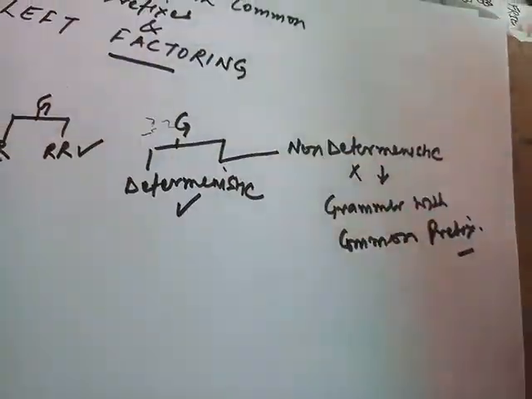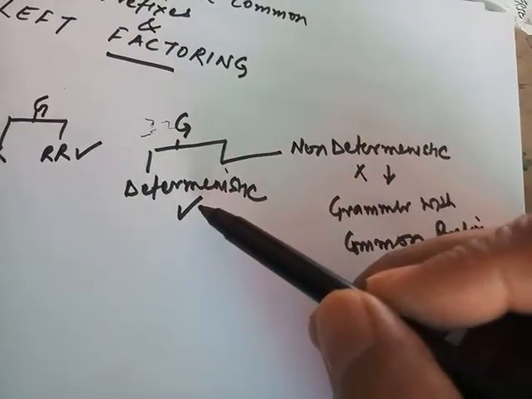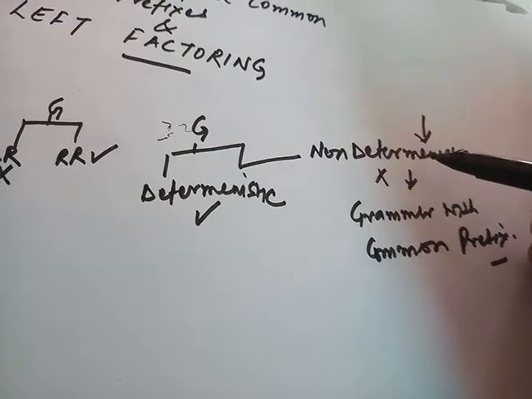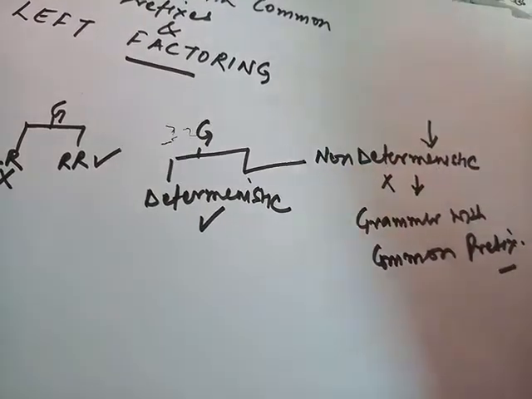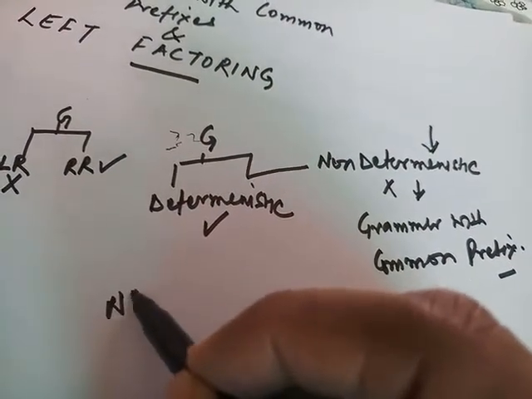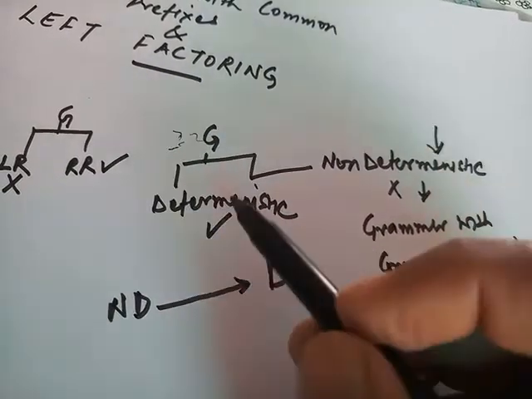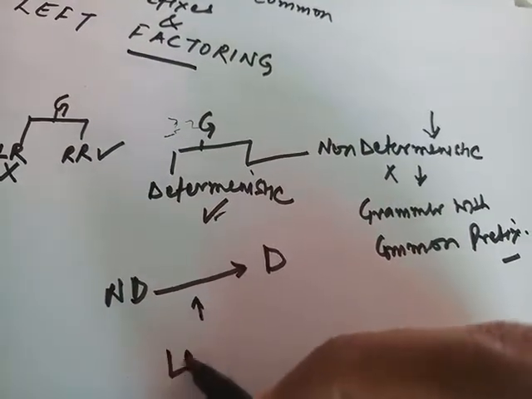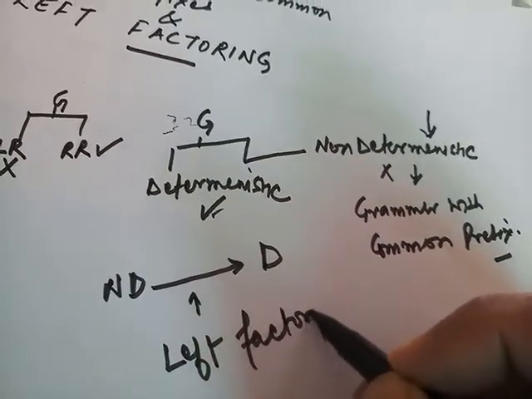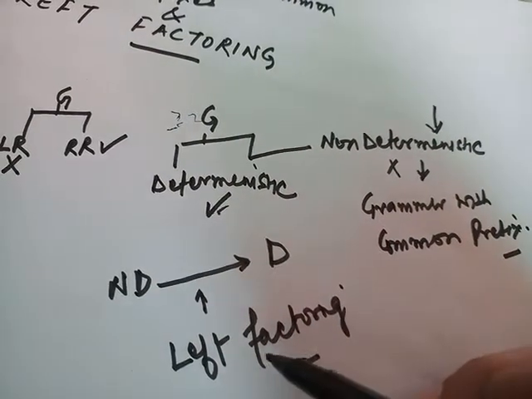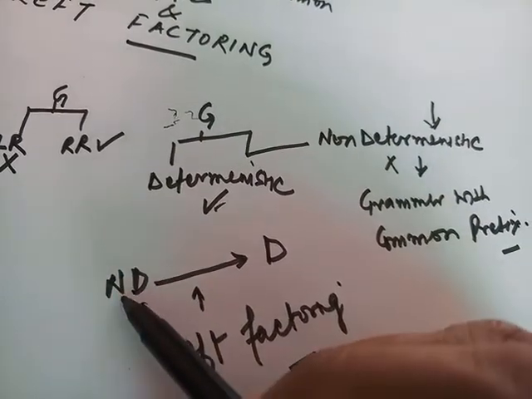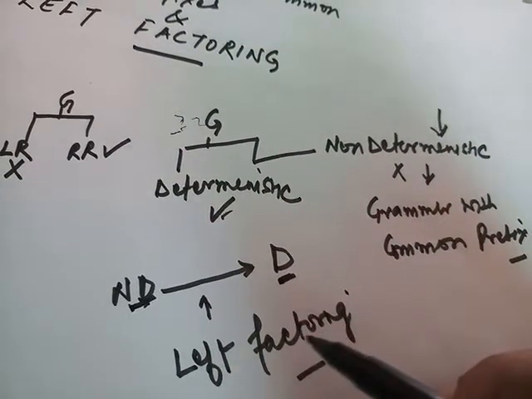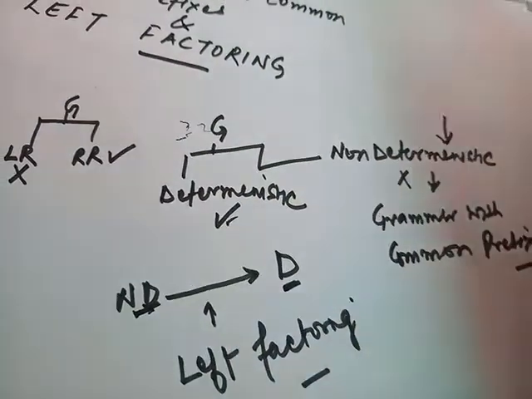In this video session I will tell you what we mean by deterministic grammar and non-deterministic grammar, what kind of problem comes if your grammar is non-deterministic, and how to solve it. If your grammar is non-deterministic, you have to make it deterministic, and to do this we use a method called the left factoring method. So the question is, what is left factoring? Left factoring is a process which converts a non-deterministic grammar into a deterministic grammar. We will see what kind of problem comes when your grammar is non-deterministic and how it works.